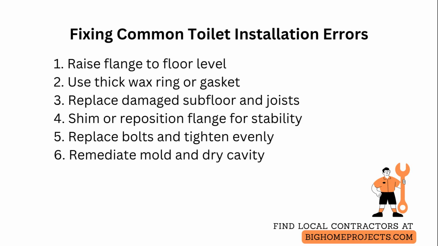Inspect the closet bolts for alignment and proper torque, because bolts that are bent or too loose will prevent a flat, sealed connection. Replace rusty or deformed bolts, use stainless steel bolts, and tighten nuts evenly to avoid cracking porcelain. Finally, watch for mold, mildew, or persistent musty odors at the base, which often point to hidden leaks. Remediate mold, dry the cavity, and address the leak source rather than simply caulking over the evidence.